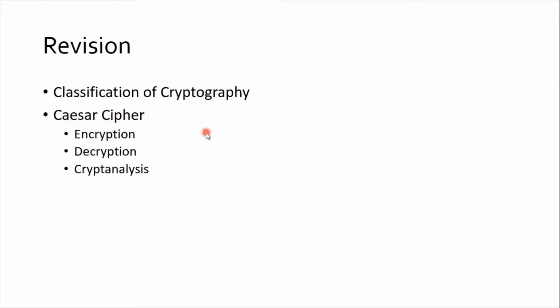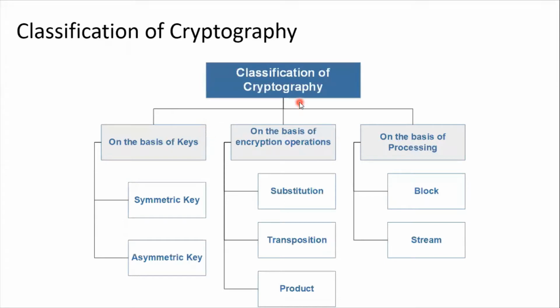So what was the classification of cryptography? We have classified the cryptography into three bases. One is on the basis of keys, and another on the basis of encryption operation. And the third one was on the basis of processing.